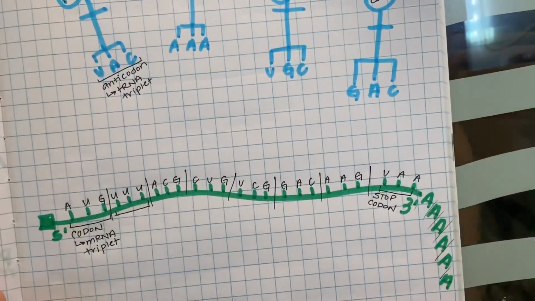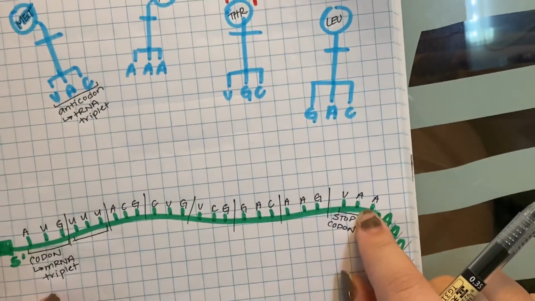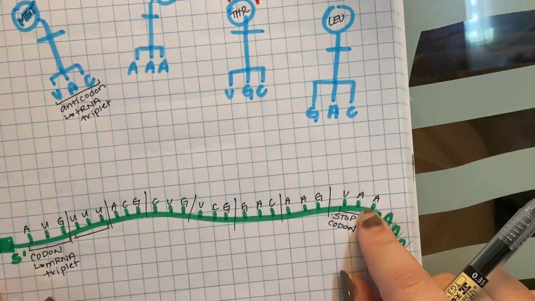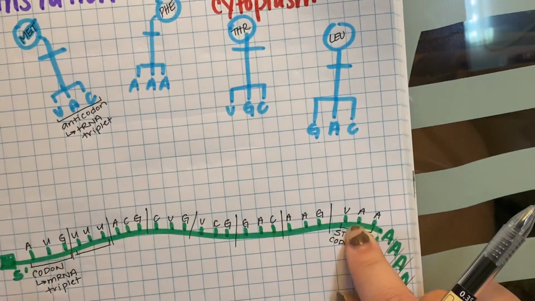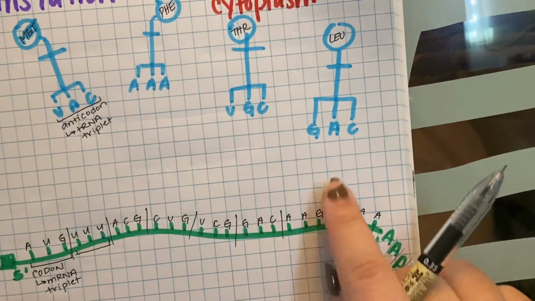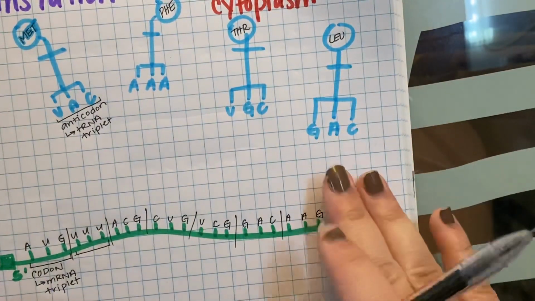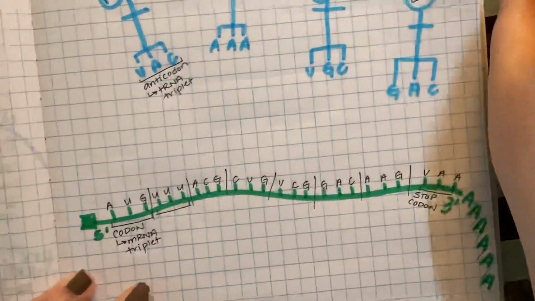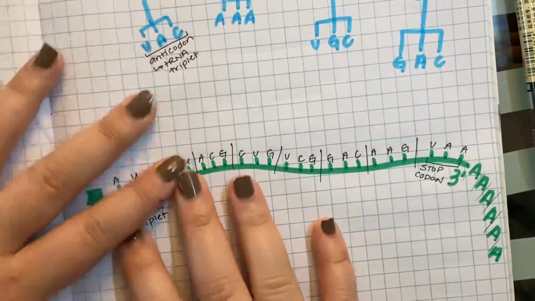Cool, so now we have our different amino acids. Stop codons actually don't carry an amino acid. As you saw in the codon table, it just says stop. So there will just be a tRNA that bonds here, but it doesn't carry an amino acid, so it just stops the chain.